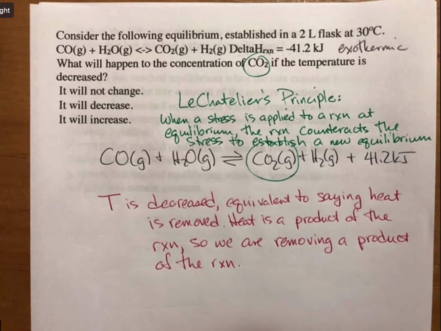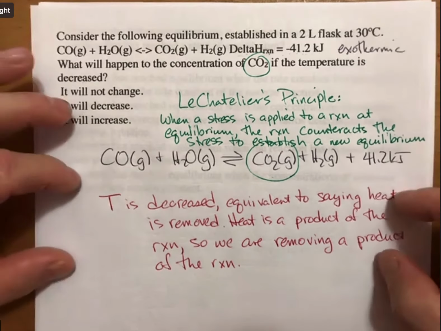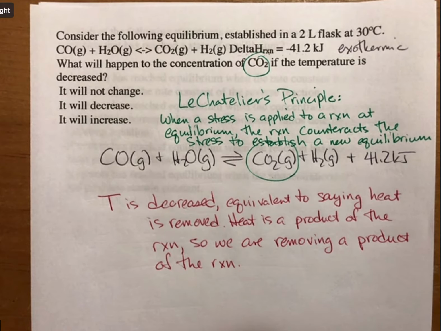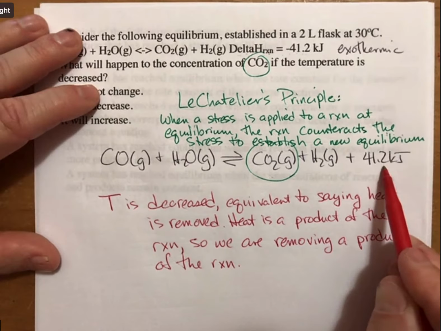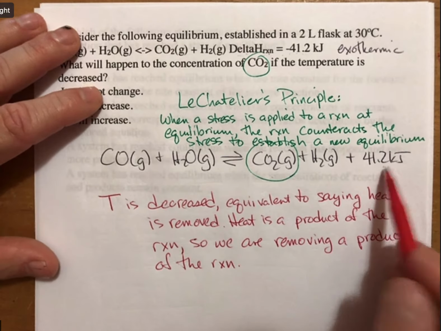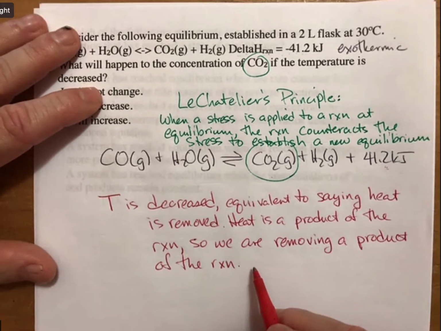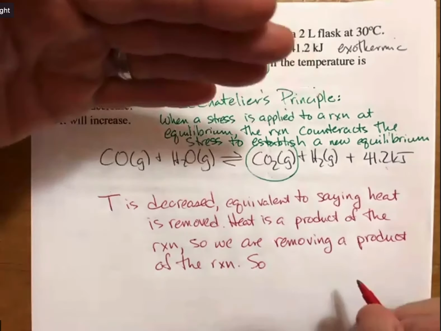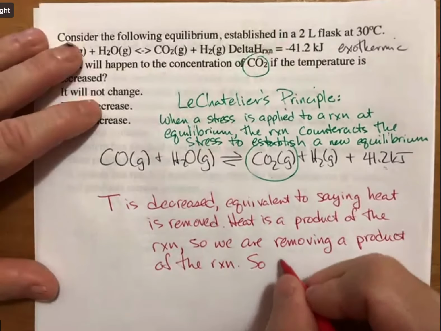All right. Any questions about that? Because the next part is the Le Chatelier's Principle part, and this is all just understanding the stress. We change something about a reaction, and the question is, how does the reaction respond? So we removed a product. When you remove something, the reaction makes more of it. So the reaction makes more of the products.